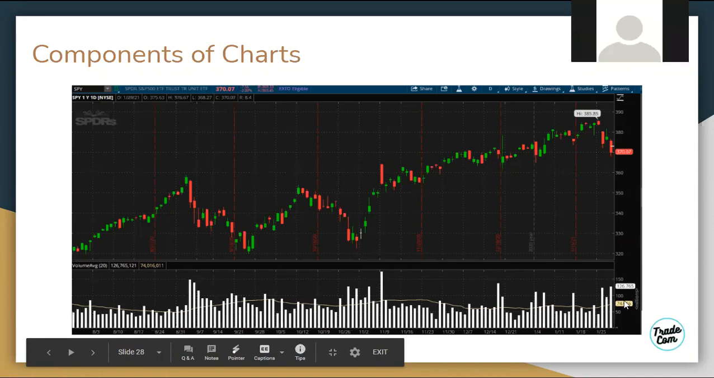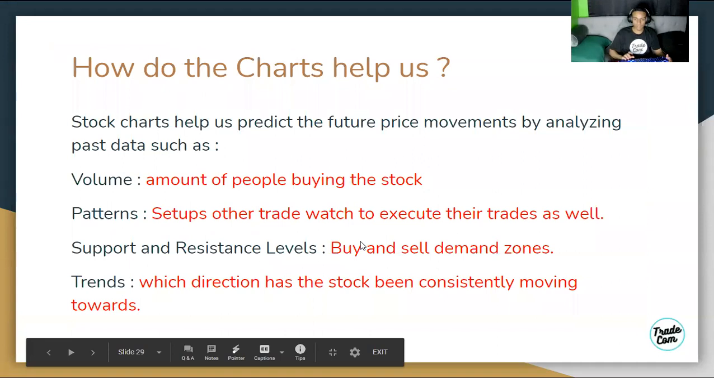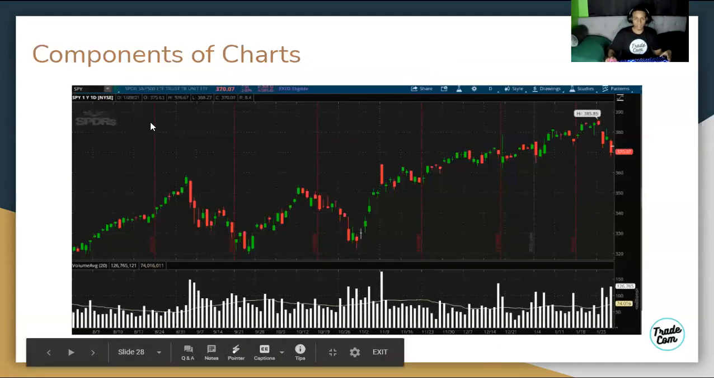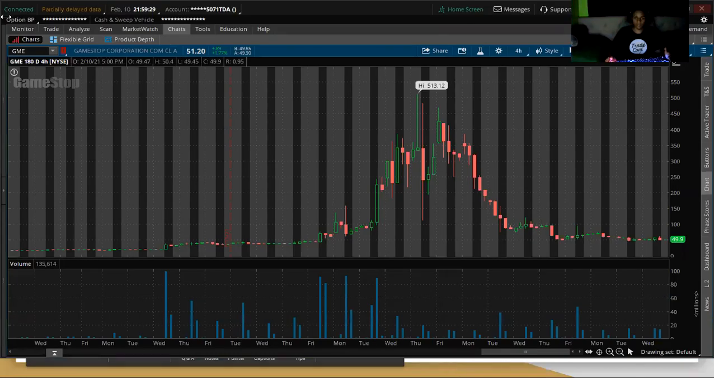You're able to see volume like that on the application. All right, so I'll get to that after this. So you know what? Yeah, we could get to that right now actually, so it'll be a lot easier. I'll help you guys set up one of your charts right now. All right, so everybody pull up your TD Ameritrade account. Let me know when you guys are all in.